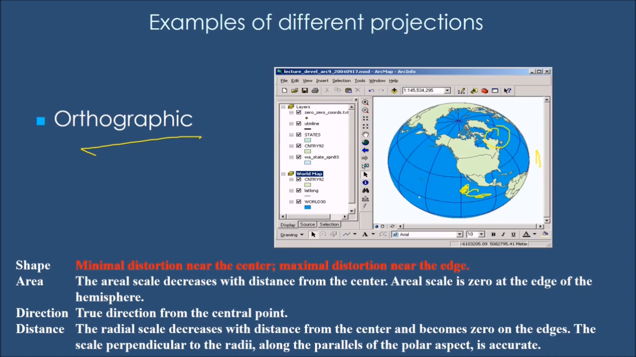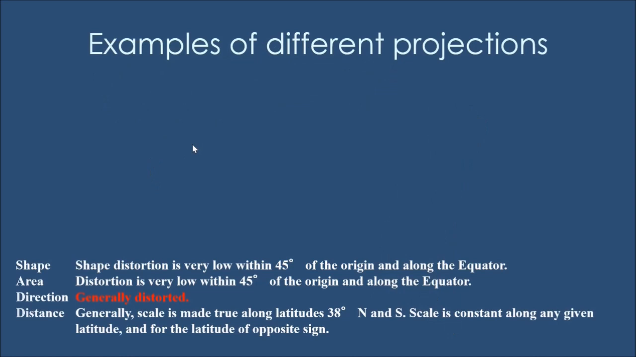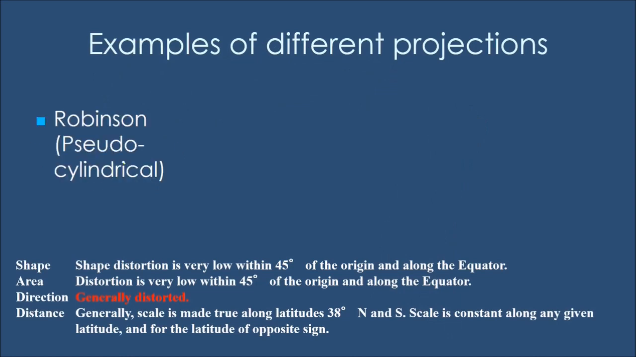What about the direction? The true direction is from the central point. And distance, the radial scale decreases with distance from the center and becomes zero on the edges. So the scale perpendicular to the radii along the parallels of the polar aspect is accurate. This is the result. Then the Robinson pseudo cylindrical.